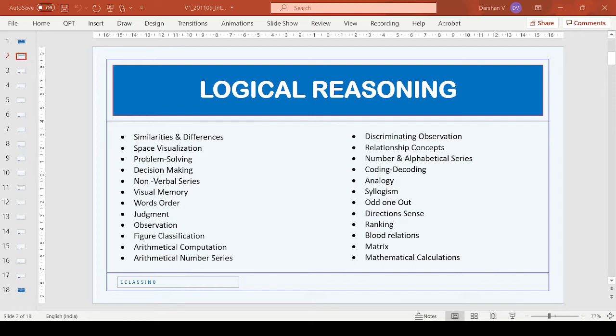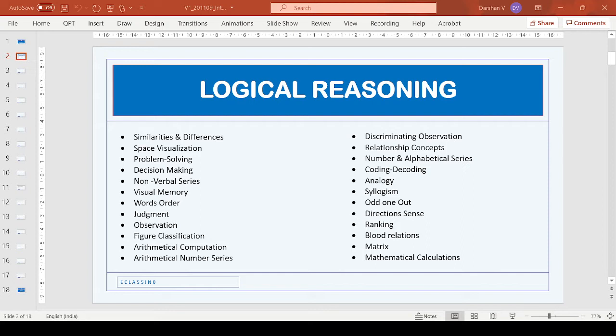And from the next video onwards, we'll focus on each of these sections. Let's say visual memory or judgment or analogy or syllogism or ranking or blood relations, and then we'll be taking each of these sections and going through them in detail. We'll be looking at all the different types of questions which can be asked in each of these sections, and we'll be explaining to you in detail how to solve them in the fastest possible manner.